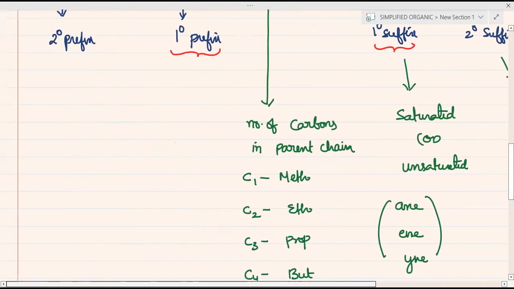Now coming to the primary prefix. The primary prefix will give you the information of whether a compound is cyclic or acyclic.